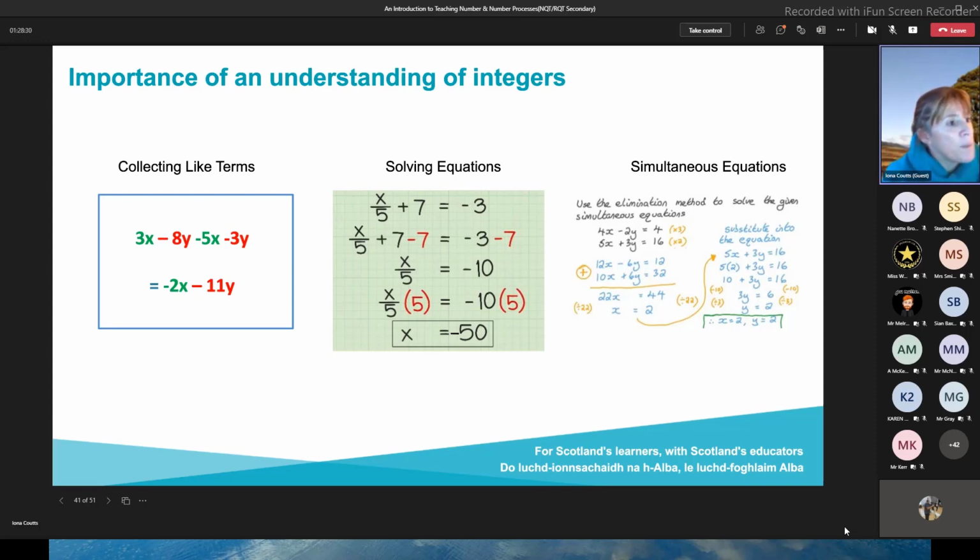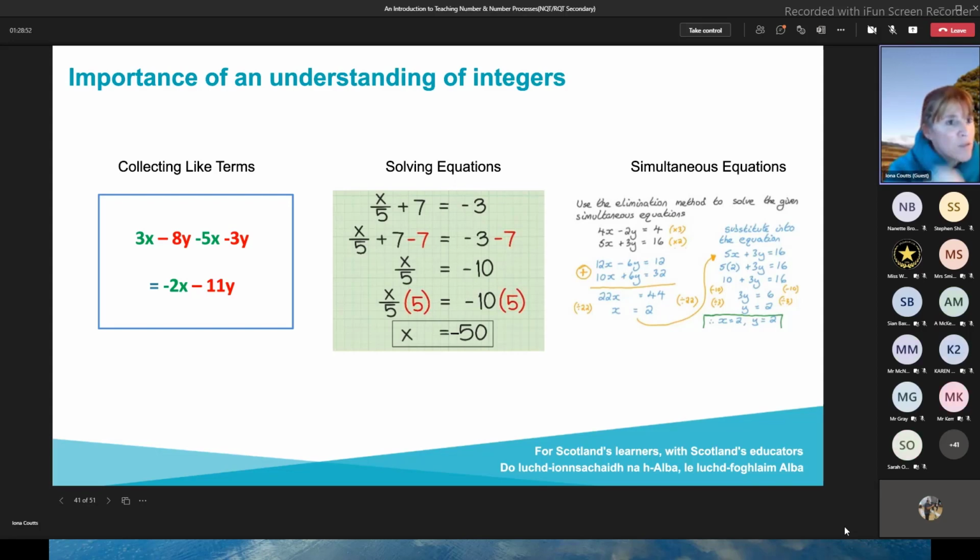A bit more on the zero pairs when we come to simultaneous equations by elimination, that third one there. You can see in the first sort of pair of lines of working, the first couple of blue lines there, we've got a lovely zero pair sitting there. We've got a negative 6y and a positive 6y. That's a nice big zero pair. So when we add the equations together, we get 0 for that bit.